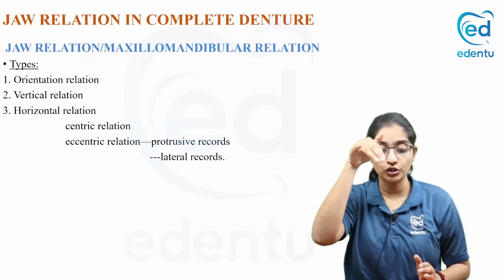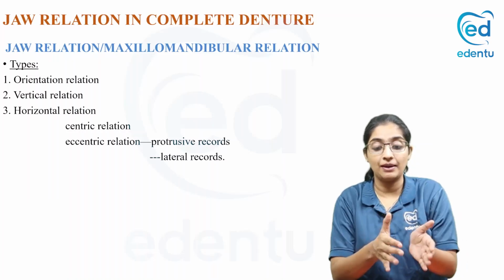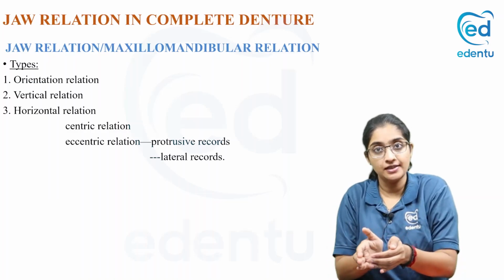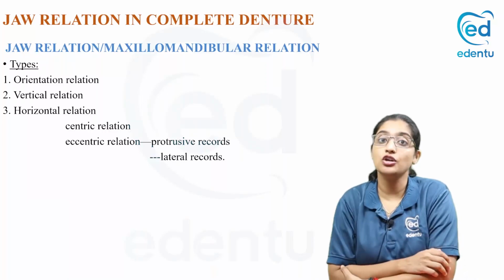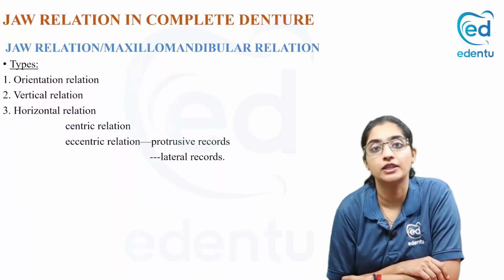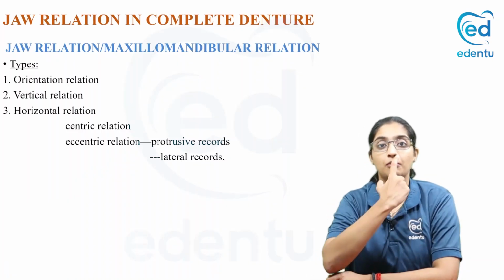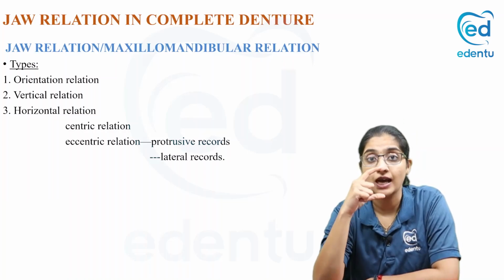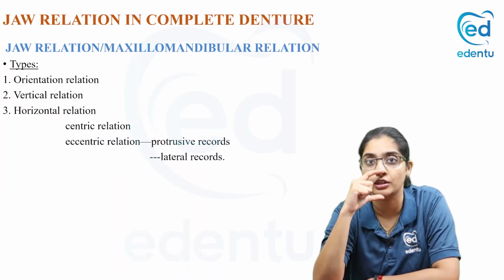If somebody is looking from on top, this is how my maxilla is when I'm looking from the top. You are going to see if it is straight, tilted like this, is it front or back. That sort of relationship is called your orientation jaw relation. Then you have your vertical jaw relationship. Vertical jaw relationship is from your maxilla to the mandible, this height. This is your vertical height, or your vertical jaw relation.